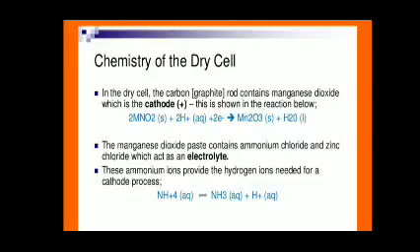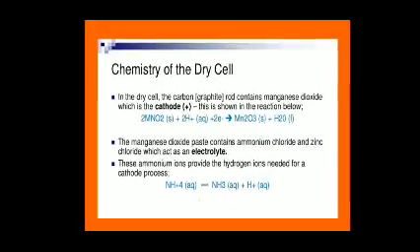Ammonium chloride and zinc chloride act as the electrolytic component. The ammonium ions provide the hydrogen ions needed for the cathode process. That cathode reaction is 2MnO2 plus 2H+ plus 2 electrons gives Mn2O3 plus H2O.